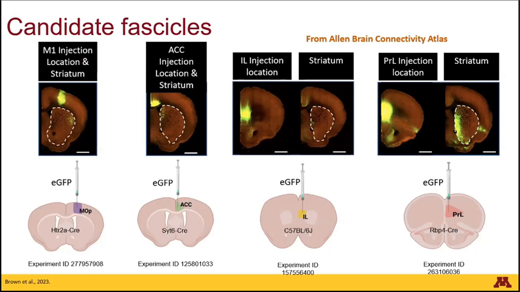There was an initiative to do this in basically every brain area and image everywhere. And this helps us understand how different areas of the brain are connected. And I used this collection of data to help me work out which fascicles are passing through the striatum. So we looked at experiments with injections into the primary motor, or M1, anterior cingulate, infralimbic, and prelimbic regions. And all of these regions send fascicles through or to the striatum, but not in the dorsal medial corner. They're either too lateral, too medial, or too ventral. And this one's also too ventral.